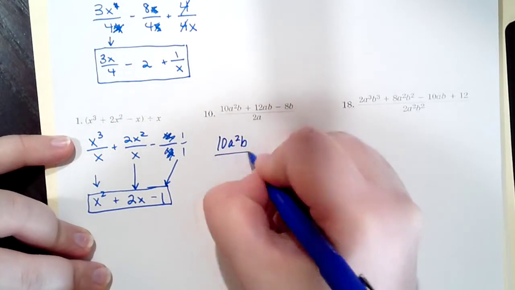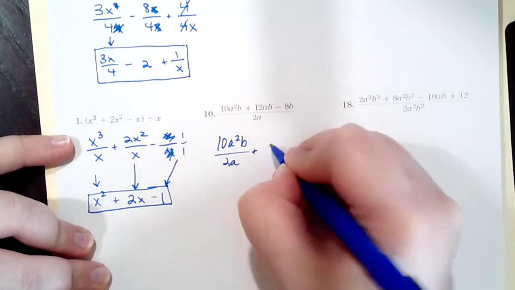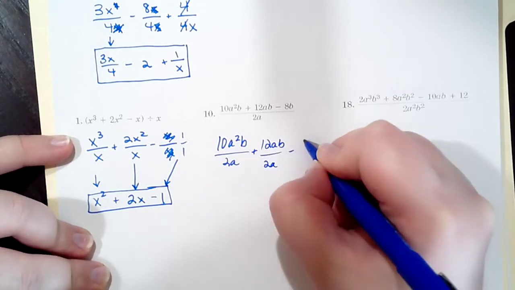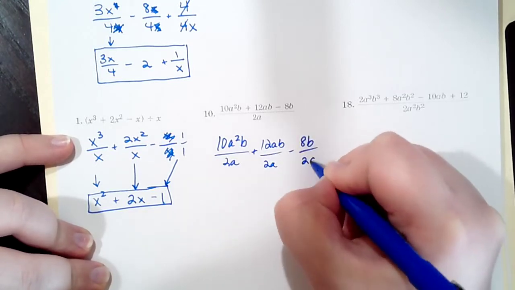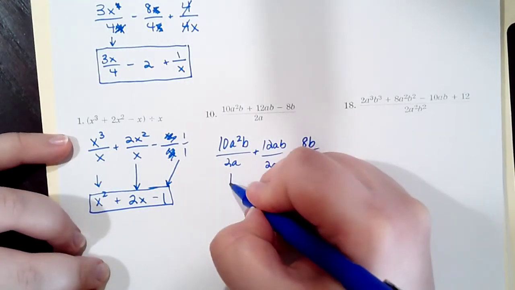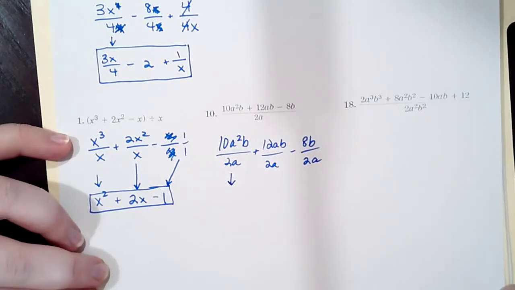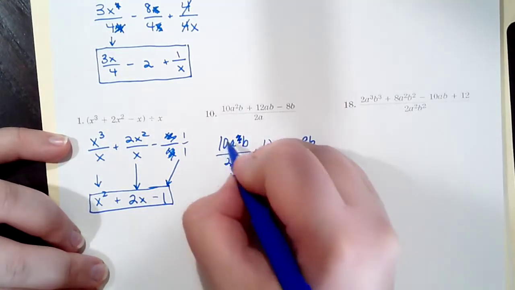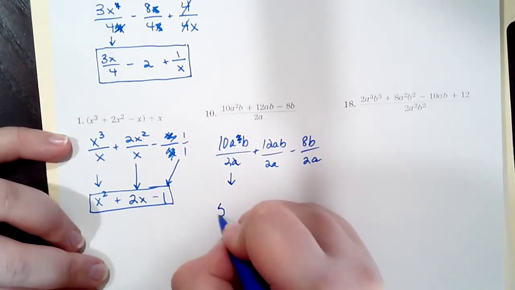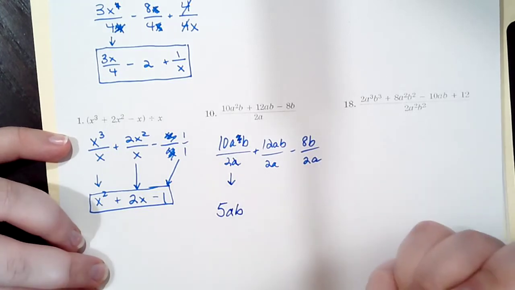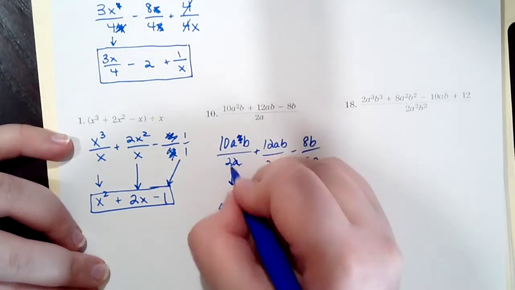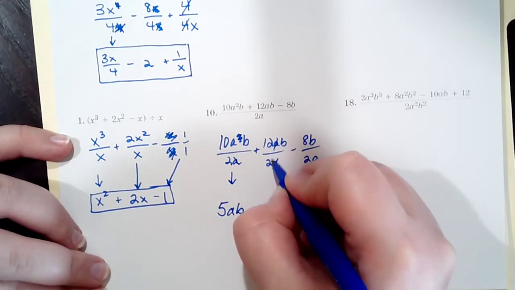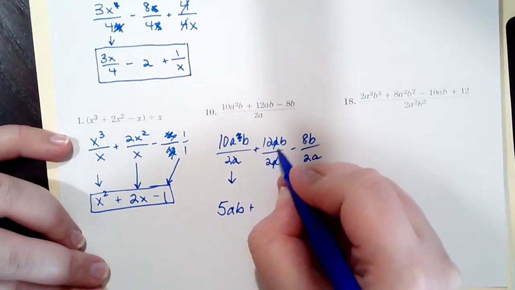10a squared b over 2a plus 12ab over 2a minus 8b over 2a. Simplify. These arrows are not necessary. I just like drawing arrows. That's gone. So this becomes 5ab, no fraction. I just reduced that. These cancel. Those reduce to 6b.